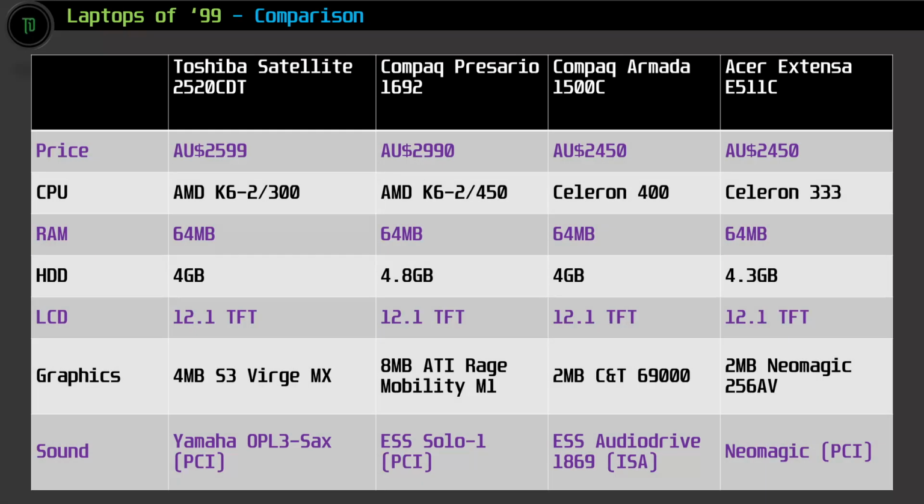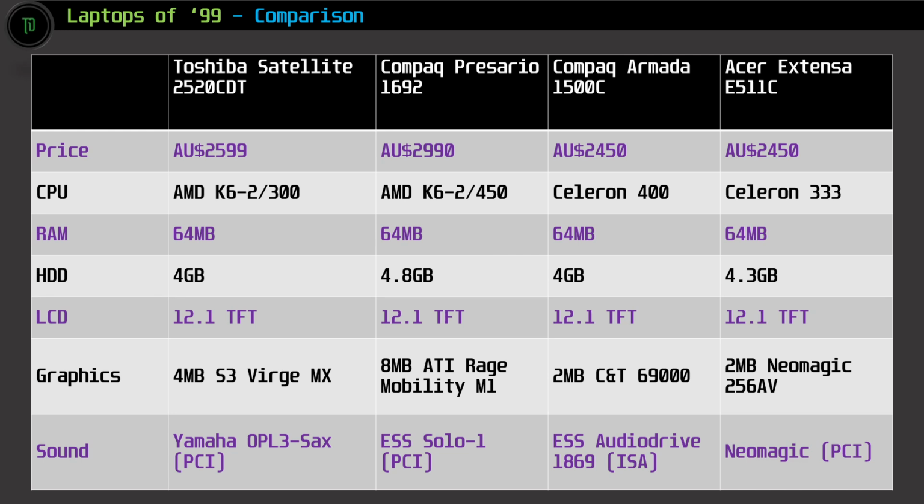The Presario 1692 was bundled with a relatively new option for the time, the ATI Mobility M1, a 2D-3D ultra-low power graphics combo. The M1 variant had 8MB of video RAM, which was quite a bit for the time. This was built on the previous Rage Pro and was technically ATI's third 3D chipset. Toshiba went with the reliable 4MB S3 Verge MX 2D-3D solution.